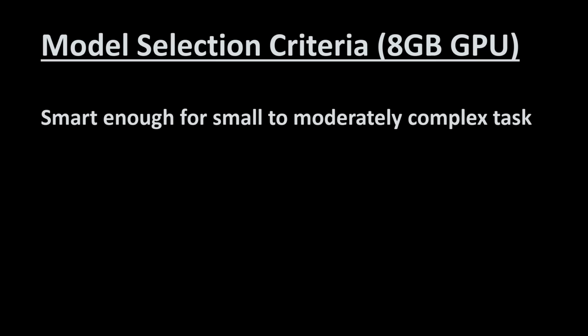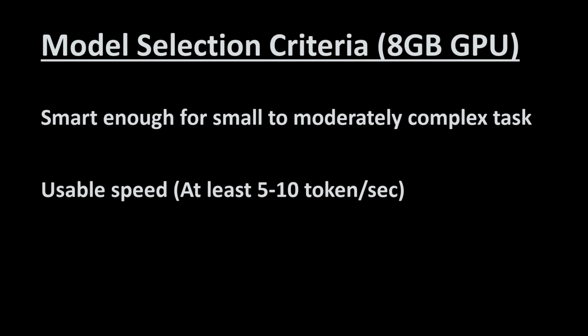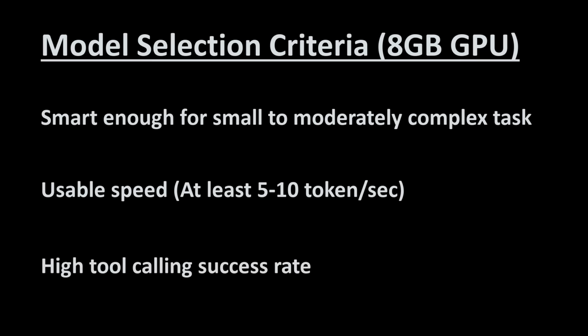So my criteria when picking models for coding on 8 gigs GPU are, they must be smart enough to do small to moderately complex tasks, such as refactoring code at project level and UI functionality changes using just prompt. Also, I know that we're offloading to RAM, so it's going to be slow, but at least they must be usable, like around 5 to 10 tokens per second. Lastly, they must have a high tool calling success rate. You don't want to wait for 5 minutes after prompt and find out it failed.